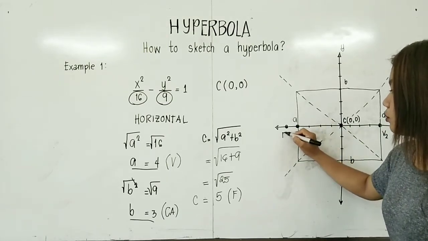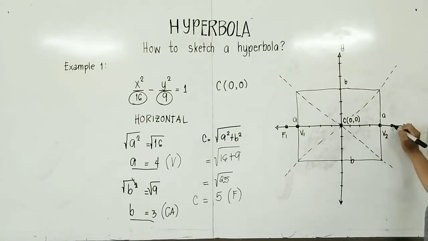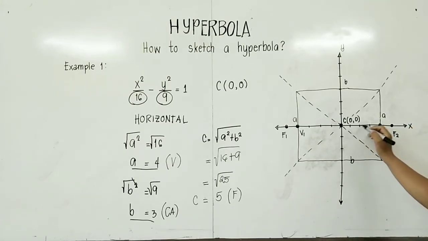So this is our focus 1. On the other hand, this is 4 units. To get 5, we will add 1 for our focus. So this is focus 2. So let's count 1, 2, 3, 4, 5. So this is 5 units because C is equal to 5.